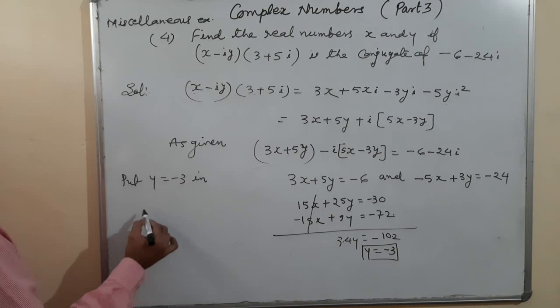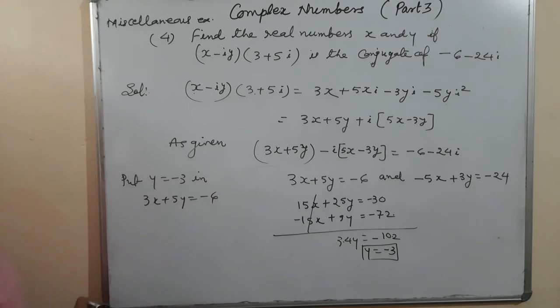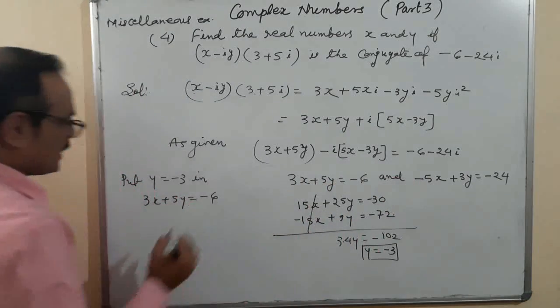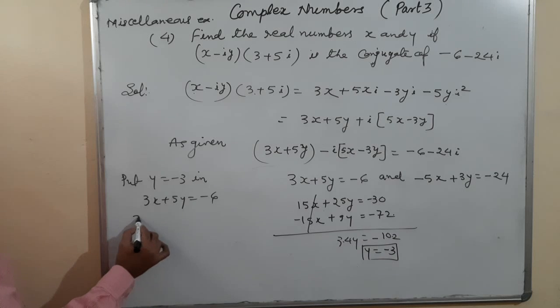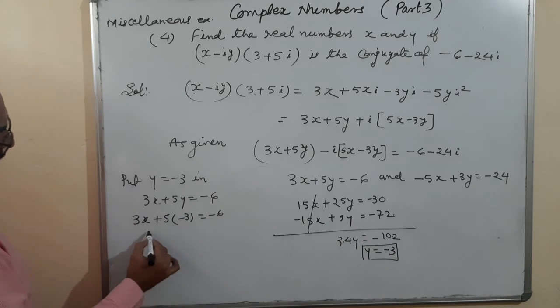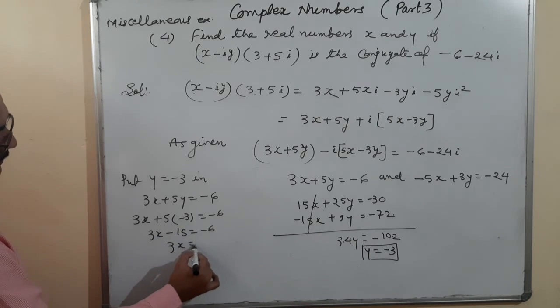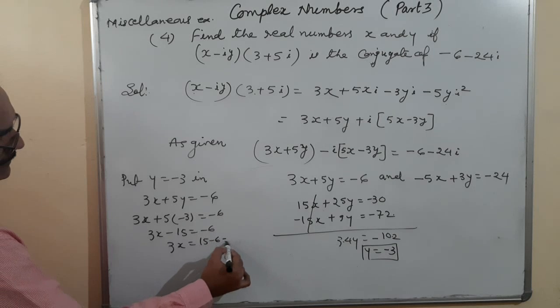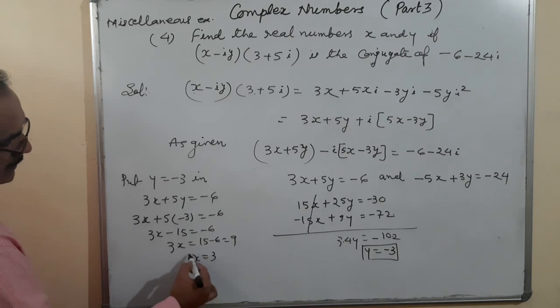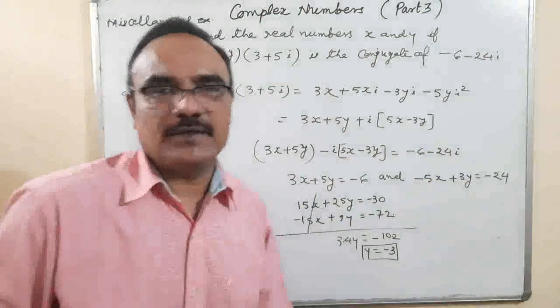Put y equal to minus 3 in 3x plus 5y is equal to minus 6, any one of the equations. 3x plus 5 times minus 3 is equal to minus 6. 3x minus 15 is equal to minus 6. 3x is equal to 15 minus 6, which is 9. x is equal to 3. So the values of x and y are 3 and minus 3 respectively. Okay.